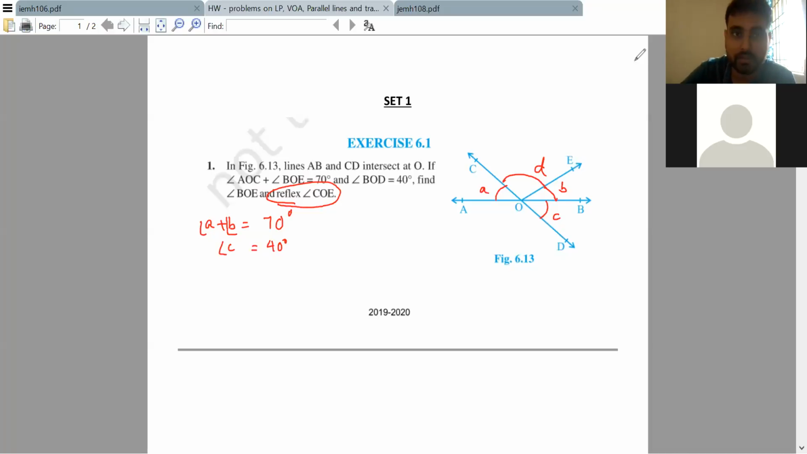Okay, just to repeat what we just discussed: in the question they're asking us for reflex angle COE. When we normally think of angle COE, we assume it is this angle. But actually, the question is asking for the reflex angle COE, which means we have to take the other part, not this part, not this part. They're asking us this part, all right?